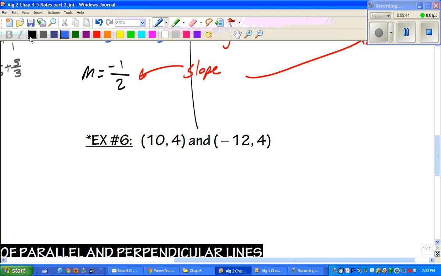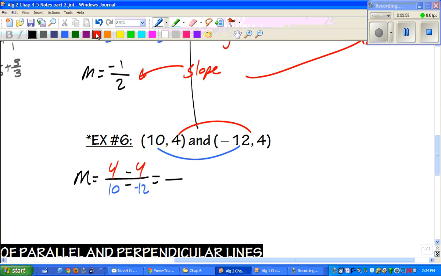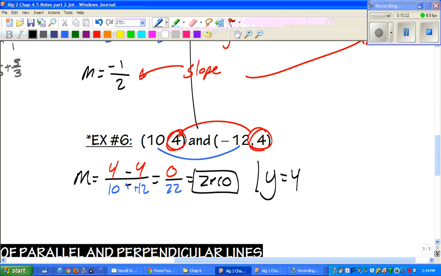Okay, let's do the slope. Y's are on the top. X's are on the bottom. 4 minus 4 is, ooh, special case. On the bottom, you get 22. Even when you reduce this, you are going to get 0, okay? So 0 is our slope. Special case right here. What's y equal? Y equals 4, okay? So we got to be paying attention to that stuff.